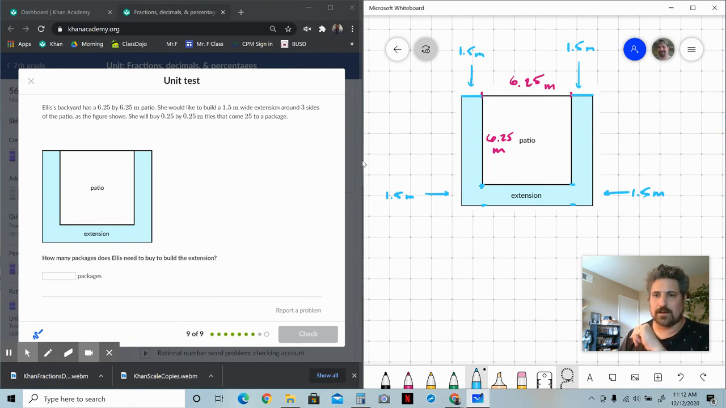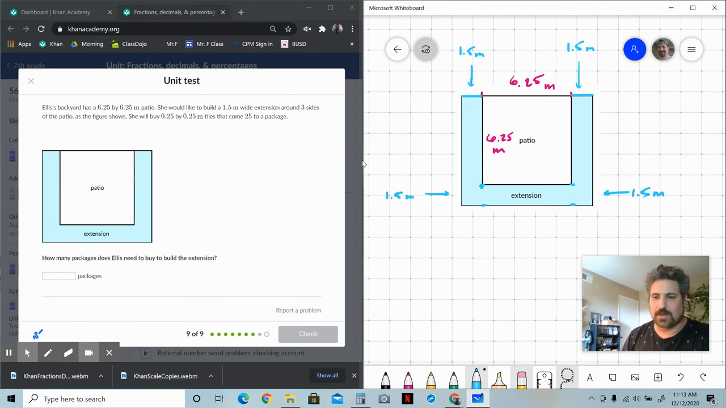Basically, the only reason they're giving you the 6.25 by 6.25 is, I guess, so you can either do the large space and then cut out the part you already have, or to give you the dimensions of these blue sections that you're going to be adding. I think the easiest way probably is to do the whole space and then cut out the part you already have, the white space.